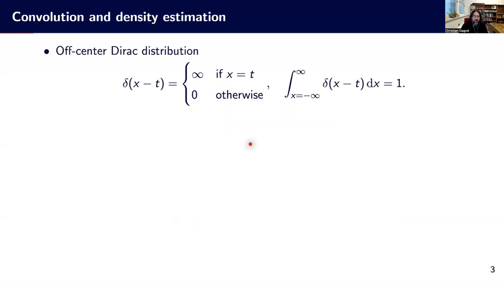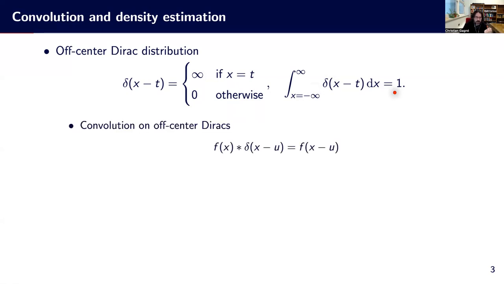We also have the notion of Dirac distributions, which are specific functions, interesting mathematical tools. The Dirac function gives us a value of plus infinity when x is exactly equal to t and zero otherwise. So it's really an infinitely narrow and infinitely high function. But overall, it integrates to one. If we take the integral of the Dirac function over x, it integrates to one. So the area of that function is one.